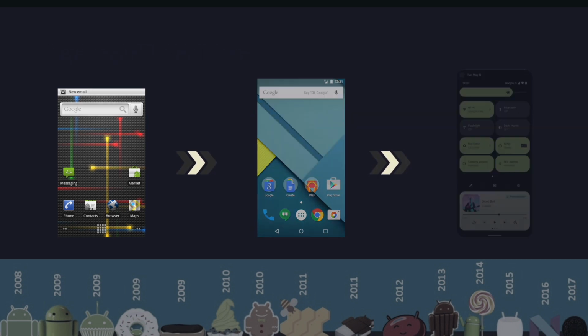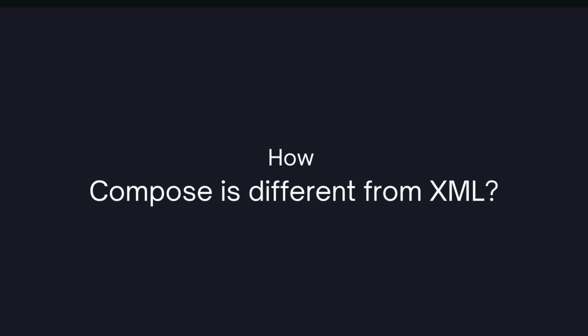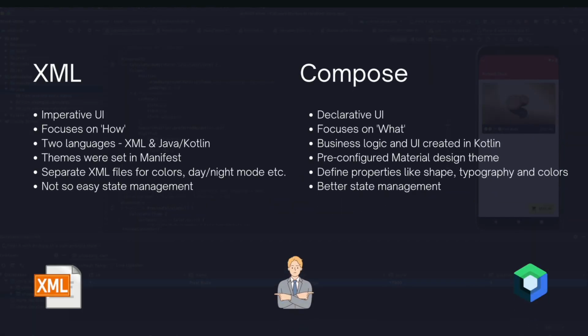So how is Compose different from XML? If you are an Android developer, this question might arise. Let's see a side-by-side comparison. XML, we know, is an imperative UI, whereas Compose follows the declarative UI pattern. In XML, your focus is on how your UI should look and how it should react. But Compose focuses on what exactly you want to display.